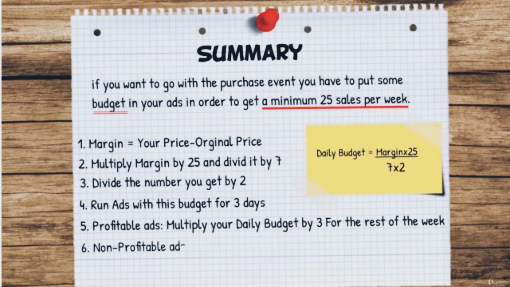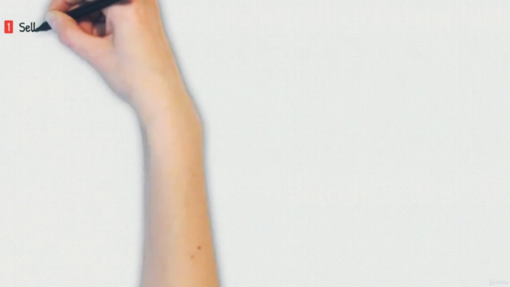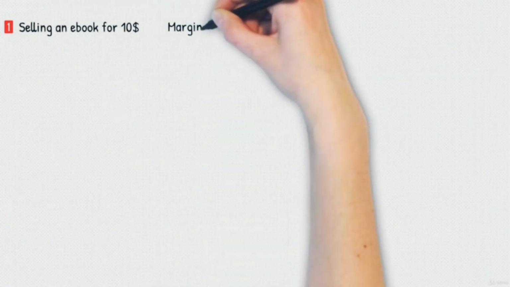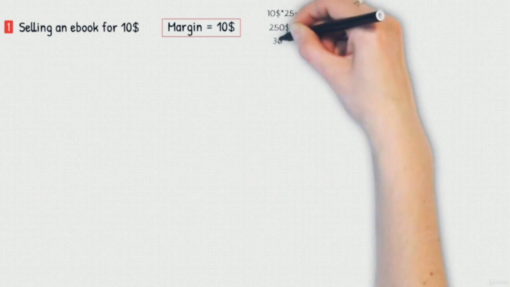If after 3 days you are not profitable, then you should analyze the numbers, and if they are bad, you should cut this ad. Let's take another example. If you are selling an ebook for $10, then your margin is $10. You multiply it by 25, it will give you $250. Then we divide it by 7 and we will get something near $36. And then we divide it by 2, so our daily budget is $18.